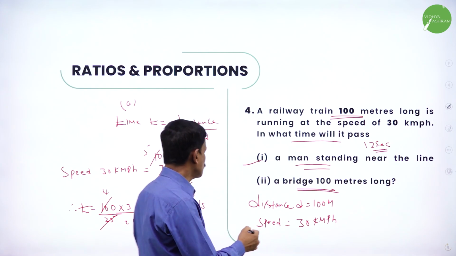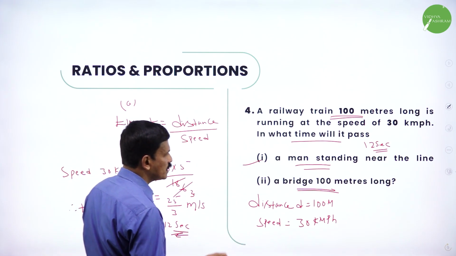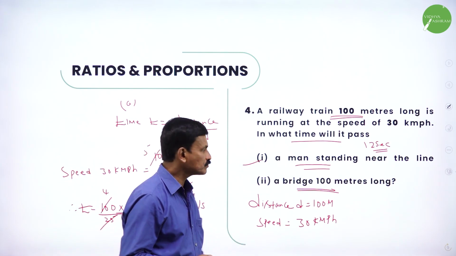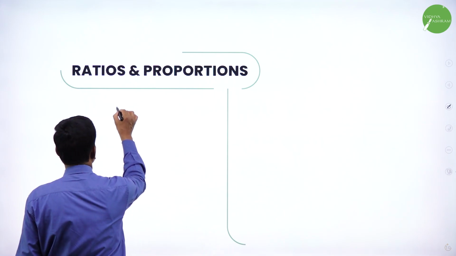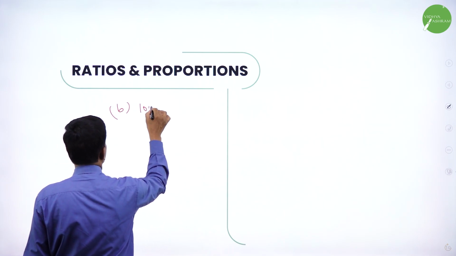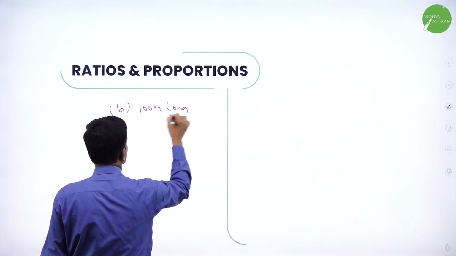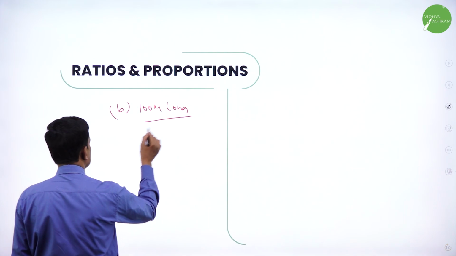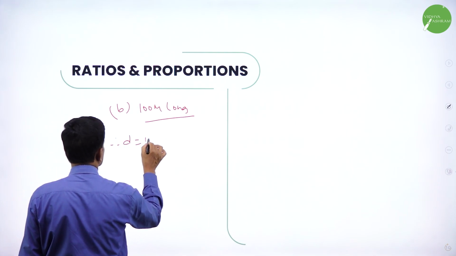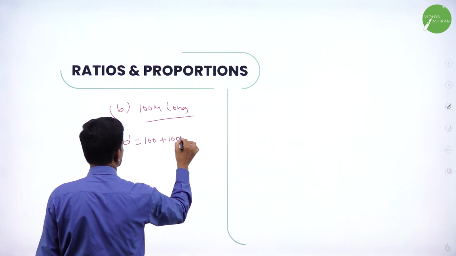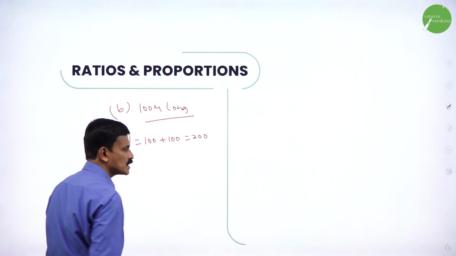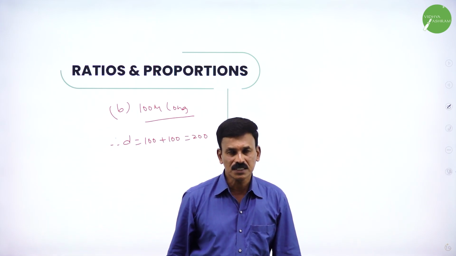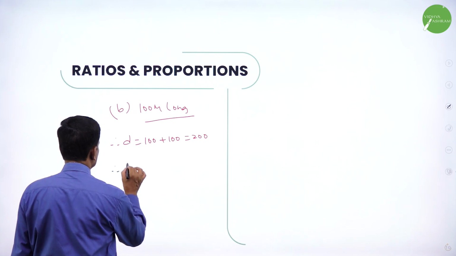Now the condition number 2. A bridge of 100 meters long. Second condition, bridge of 100 meters long. Since the length of the bridge is 100 meters, therefore the distance is equal to 100 plus 100, that's equal to 200. 200 is the distance.